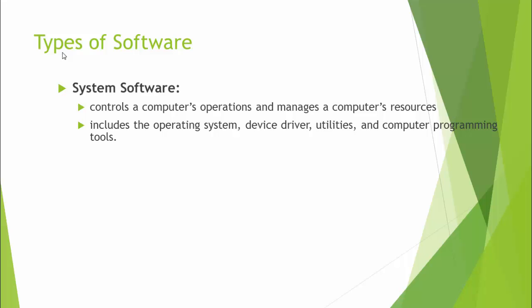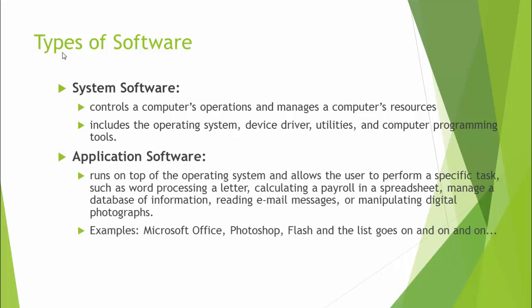There are two main types of software. There's system software that controls the computer's operations and allows for very simple user activities. And then there's application software that runs on top of the operating system and allows users to do specific tasks, things like word processing and various photo editing and other exercises like this.